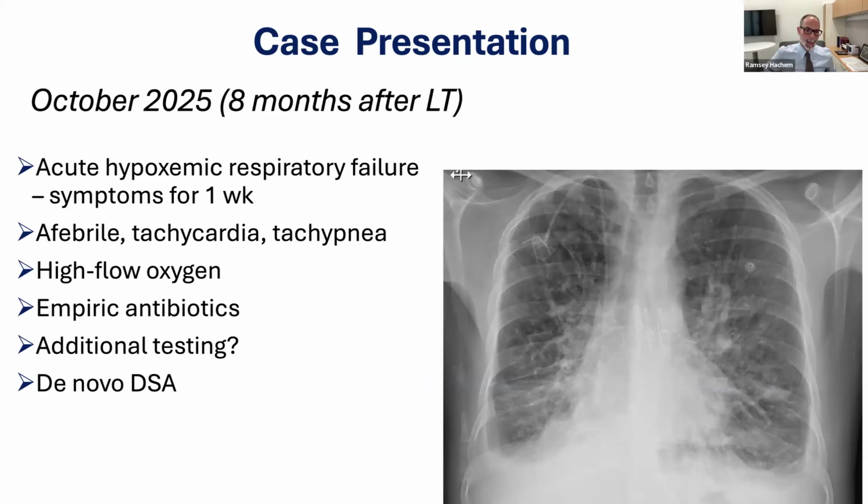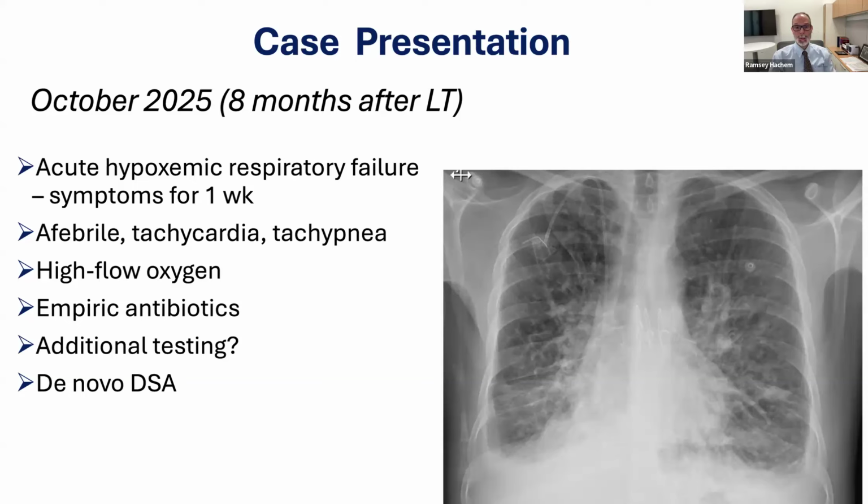On presentation, he was afebrile, but he was tachypneic and tachycardic. He required high flow oxygen because of hypoxemia. His chest x-ray on presentation is shown on the right of the slide, and what's notable is bilateral patchy interstitial opacities fairly diffusely throughout both lung fields, and small bilateral pleural effusions. He was admitted to the intensive care unit because of the severity of hypoxemia and started on empiric antibiotics.